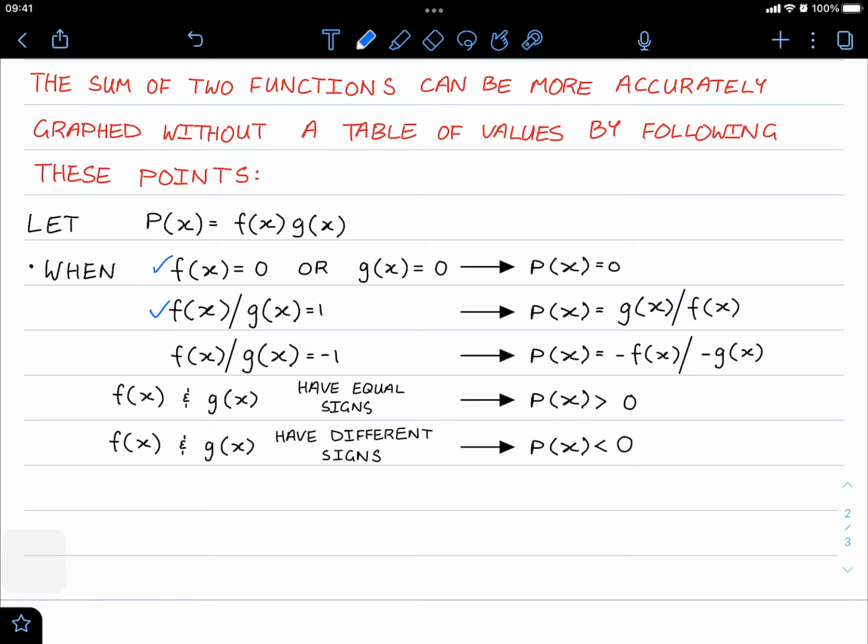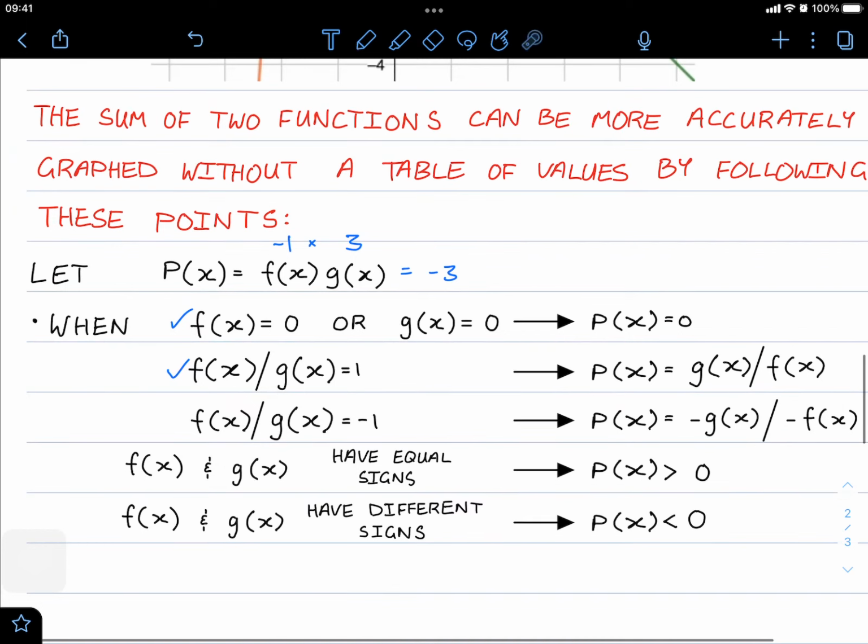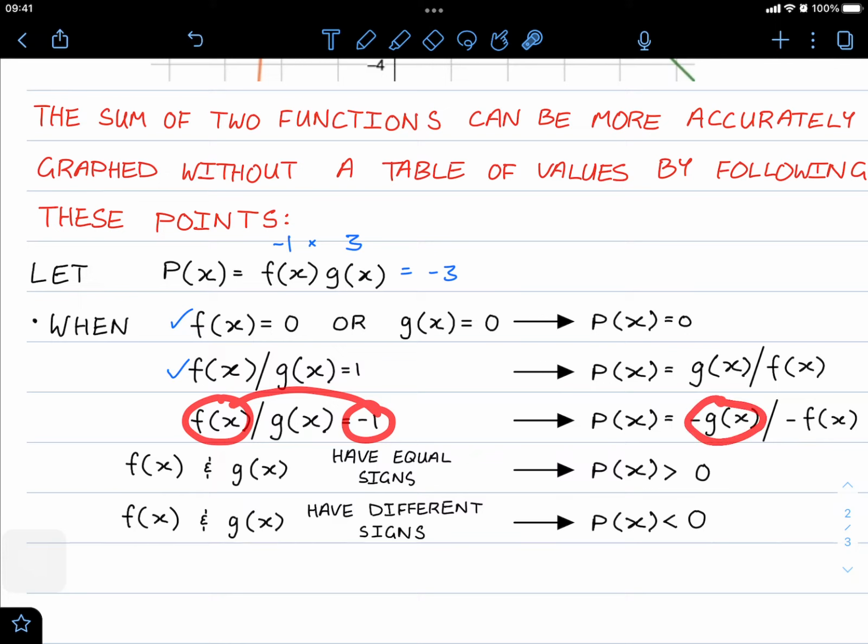This third point here, when f or g is negative 1, its product is the negative of the other function. So I'll demonstrate to you what I mean. Let's say f is negative 1 times, let's say in this example that I'm giving, g is 3. Well, the product of negative 1 and 3 is going to be negative 3. So it's the same value with a different sign. So when f is -1, it becomes the opposite sign of g.